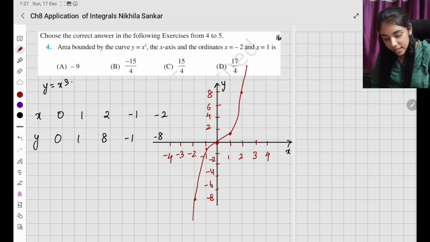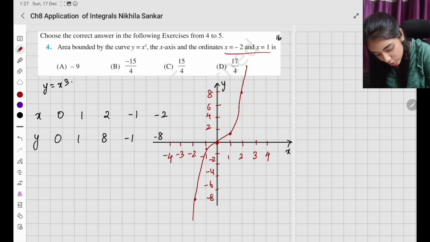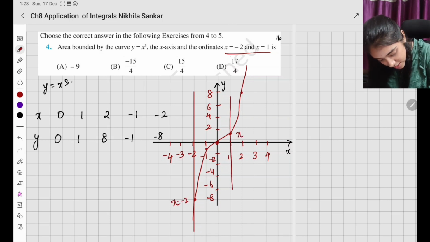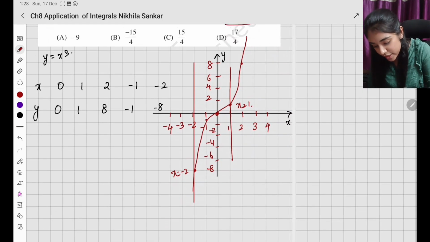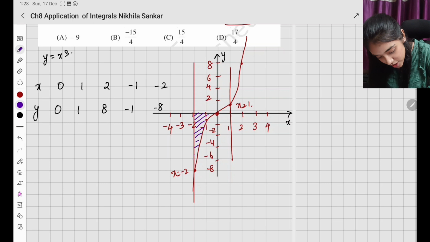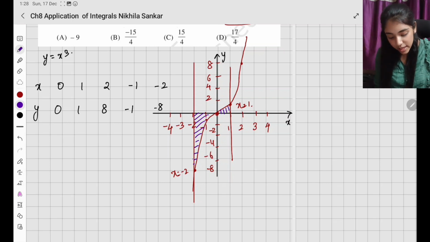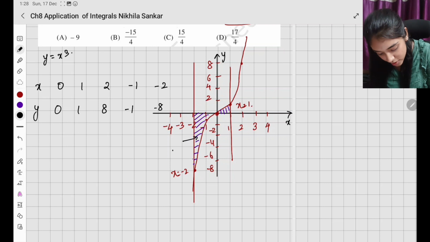And what are they asking? The ordinates x is equal to minus 2 and x is equal to 1. So x is equal to minus 2, it is going to be this. So this line is going to be x equals minus 2. And x equals 1. So what is my shaded region going to be? It is going to be this particular shaded region and this particular shaded region. So there are two areas, A1 plus A2. Okay. So this is going to be A1 and this is going to be A2.